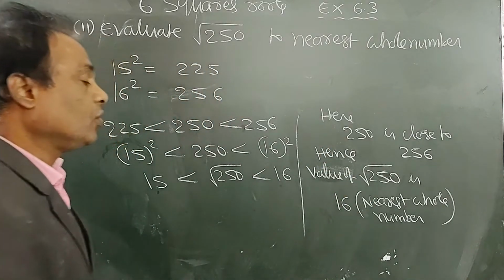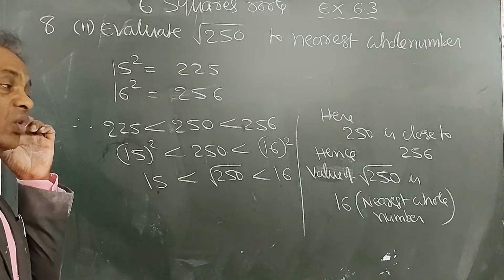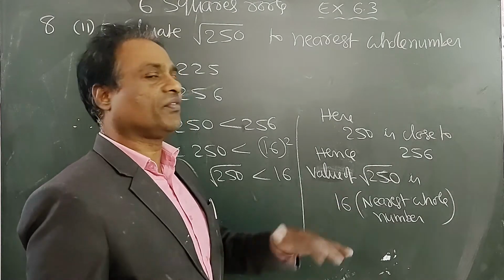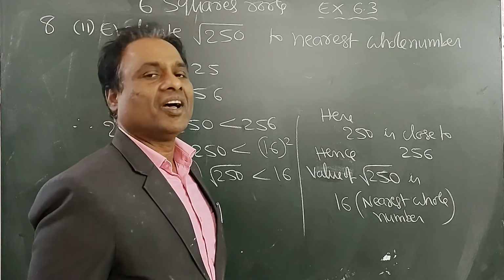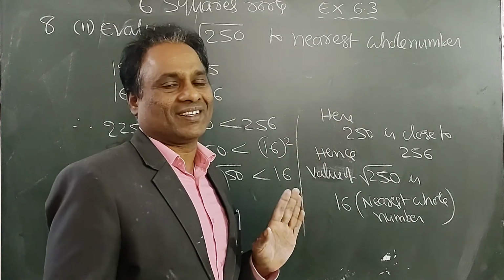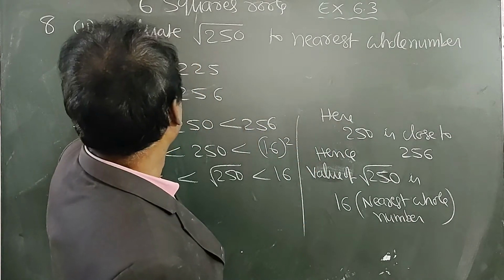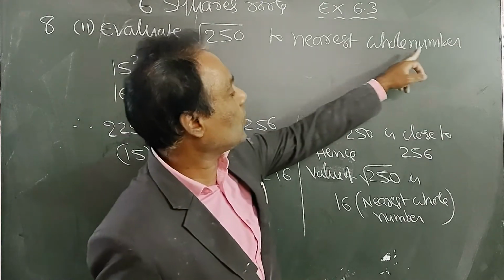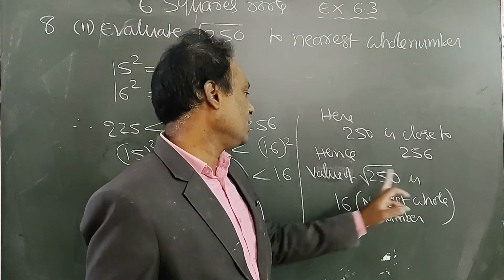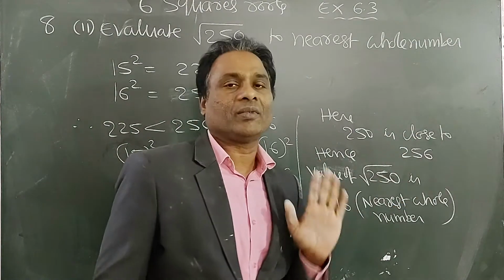Hence the value of root 250 is 16, which is nearest to a whole number, not exactly 16. Root 250 is equal to 16 is wrong. It is nearest to 16. Nearest to a whole number is asked. See here, evaluate this nearest to a whole number. So root 250 is 16, nearest to a whole number.